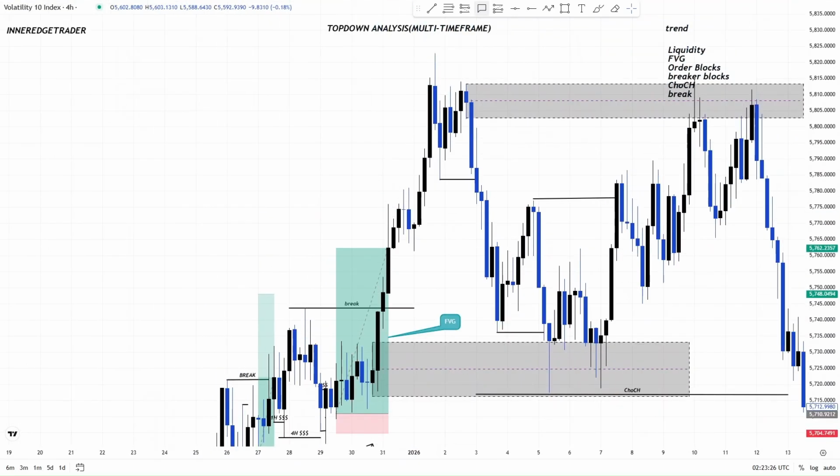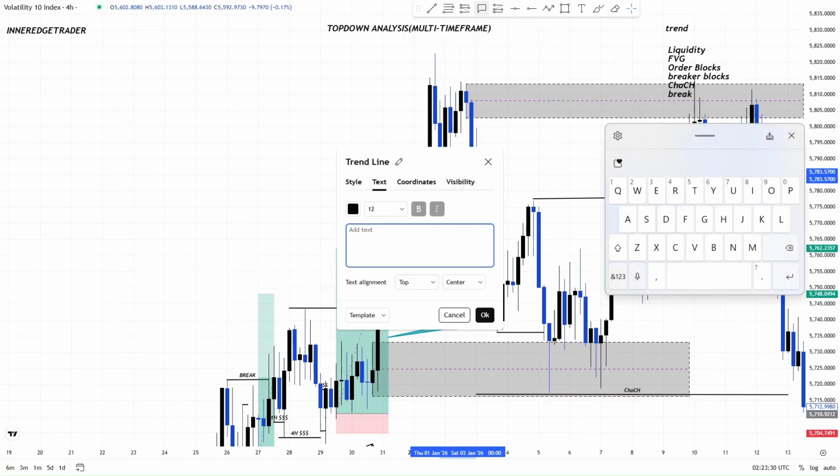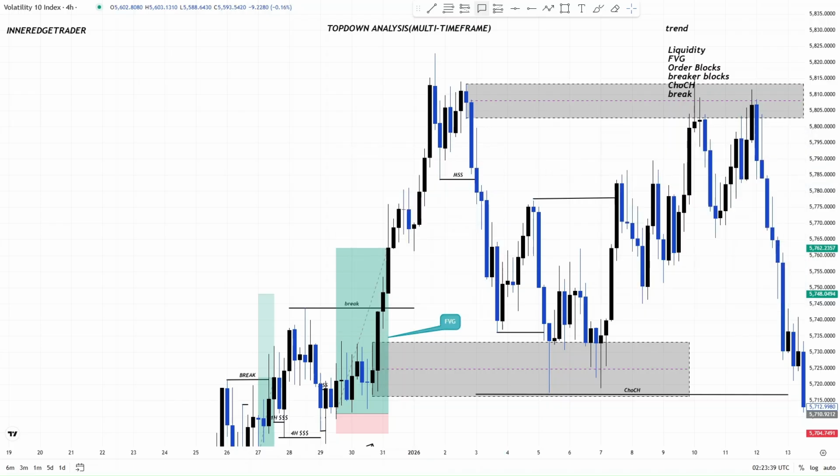Seeing that the market has changed structure at this point, this is our market structure shift. We have confirmed that the market is now going in a downward trend. So we go on the 1 hour time frame.